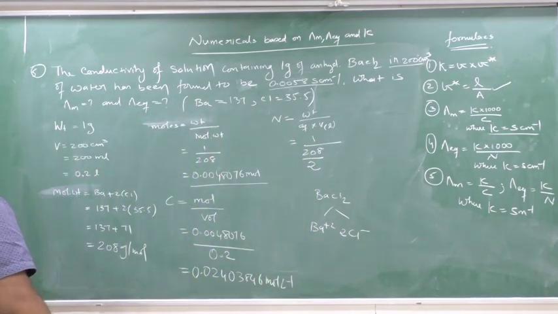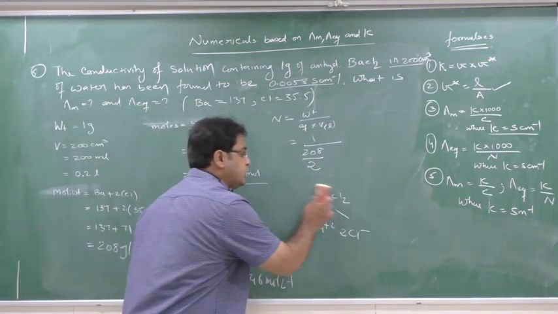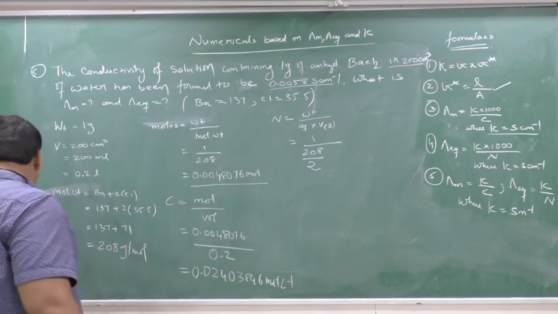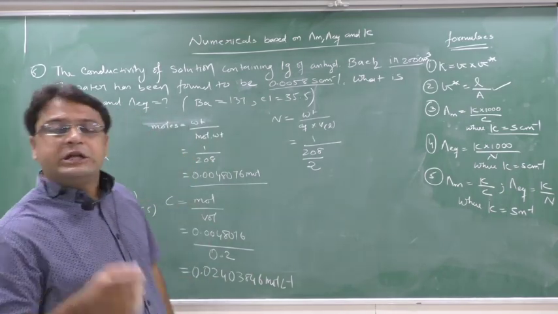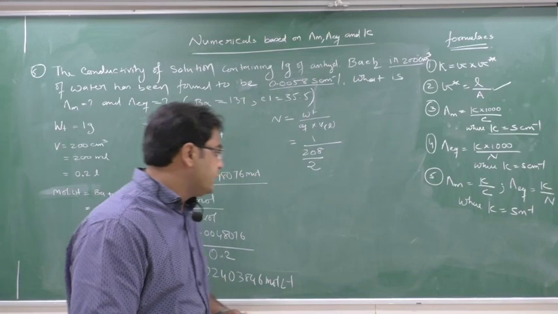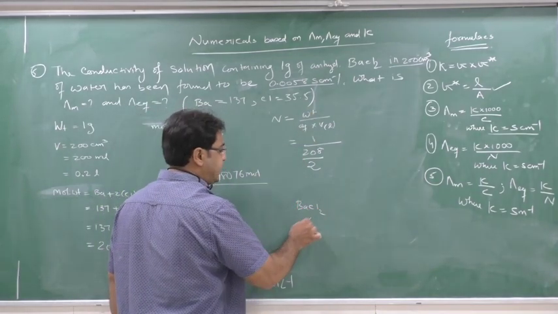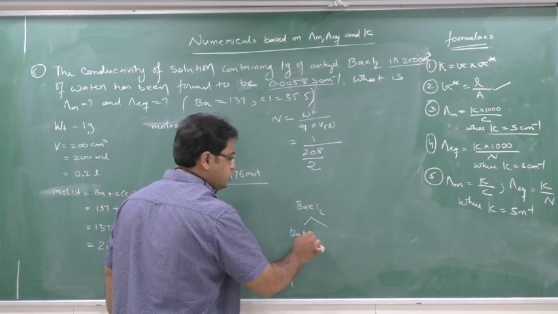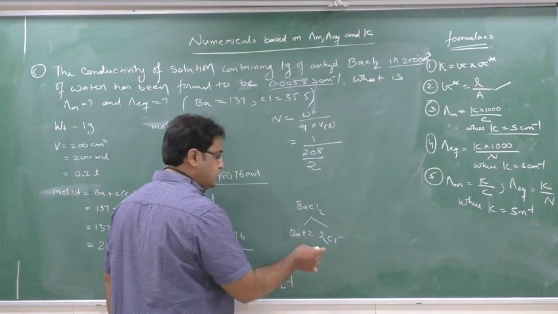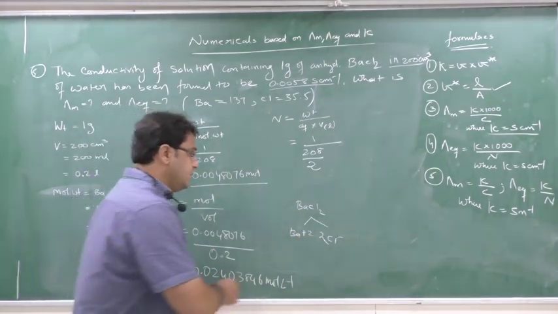See here students, equivalent weight means what? Molecular mass by acidity or basicity from the first chapter, or equivalent mass by the number of electrons transferred. So how many electrons can you transfer from BaCl2? You have to just crack it and see. That is Ba plus 2 and Cl minus, so here 2 will come. So the number of electrons transferred is 2 net.